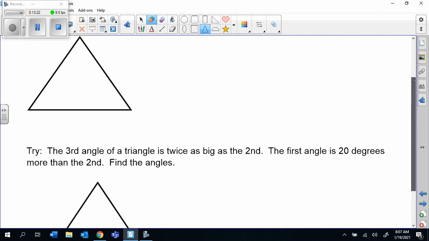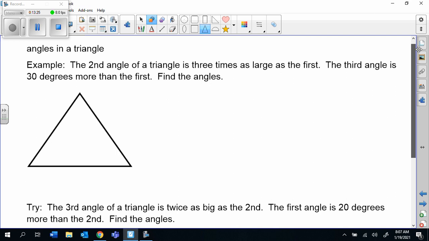All right, so it doesn't matter which angle is which. That's what I was saying before. So, you know, this can be the first angle. Let's put it in red. This can be the first. This can be the second. This can be the third.